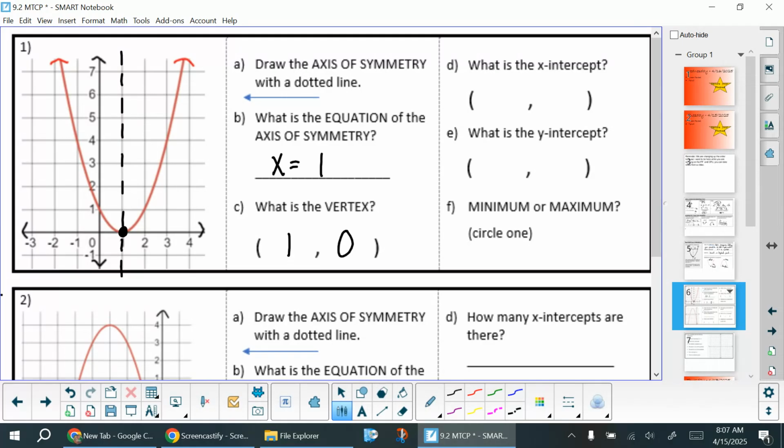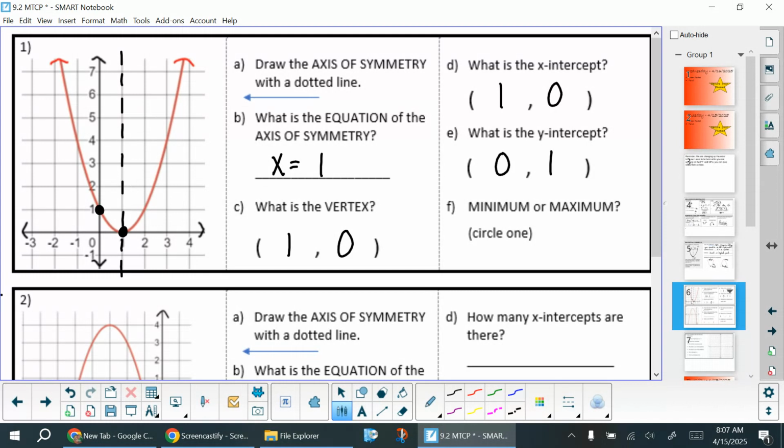It says, what is the x-intercept? The x-intercept, just like with a line, is where it crosses the x-axis. Here, that is the same as the vertex. It won't always be, but in this case, it is. It's that point right there. That's the x-intercept. What is the y-intercept? That is where it crosses the y-axis. So we have that point 0, 1.